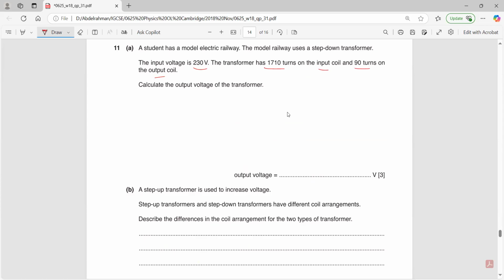Input coil, so this is NP, the primary number of coils. Output coil, this is NS, the secondary number of coils. This is VP, the primary voltage. So you need the output voltage, which is VS. So VP over VS equals NP over NS.